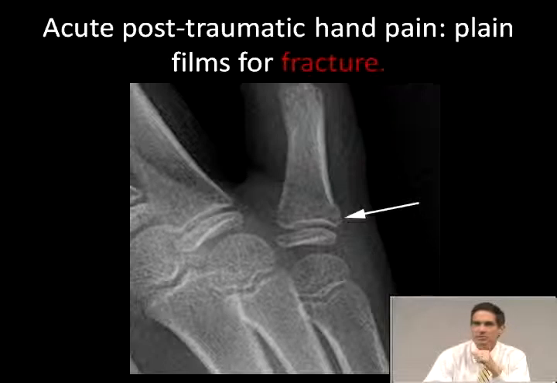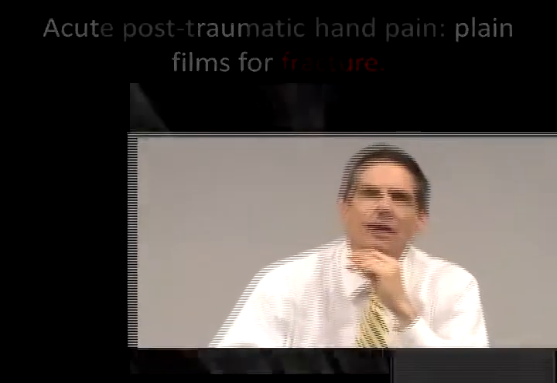Typical Salter-Harris type 2 fracture through the base of a small finger, proximal phalanx, in an 8-year-old here at the arrow. There are a couple of acute thumb injuries, which we'll go over briefly. There's a Gamekeeper's thumb and there's a Stener lesion.